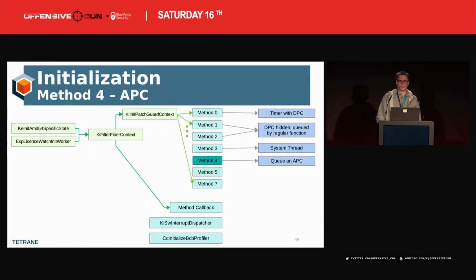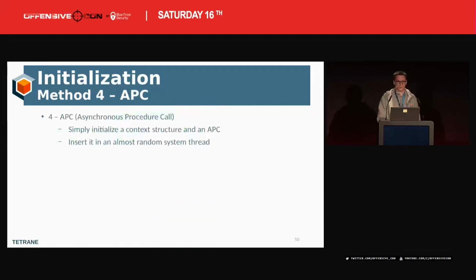So method 4 will queue an APC, which is an asynchronous procedure call. It will simply initialize a context structure on an APC and insert it in an almost random system thread. Yeah, this one is simple.